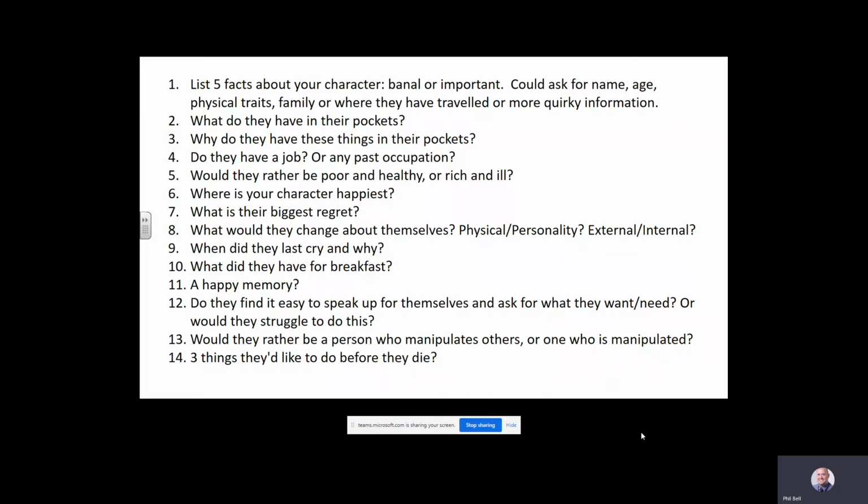Right, everyone, thank you. Welcome back. We're doing number 2. And I'm only going to do 2 with you, so don't worry, I'm not going to talk you through all of them. What do they have in their pockets? Now, if what they've got in their pockets is a flick knife, then we're clearly suggesting some sense of threat or danger about this person.